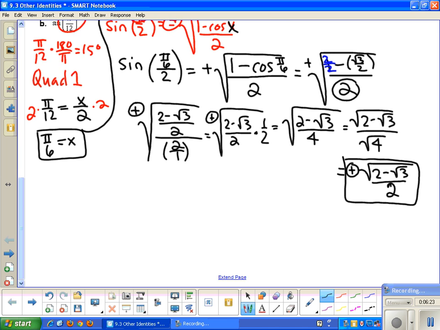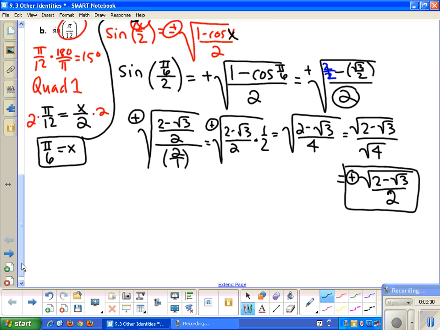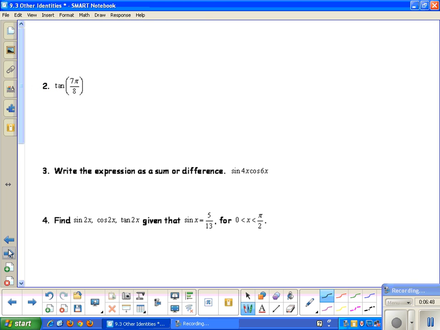Now, it doesn't quite look like our solution that we had up here, the root 6 minus root 2 over 4, but it's still an exact solution. We're just not going to simplify the radical with the radical any further, so that is going to be my answer. So again, it's just a different way of using values that would be on your unit circle, and instead of using the addition and subtraction identities, we're using the half angle identity. So let's go to the next one.